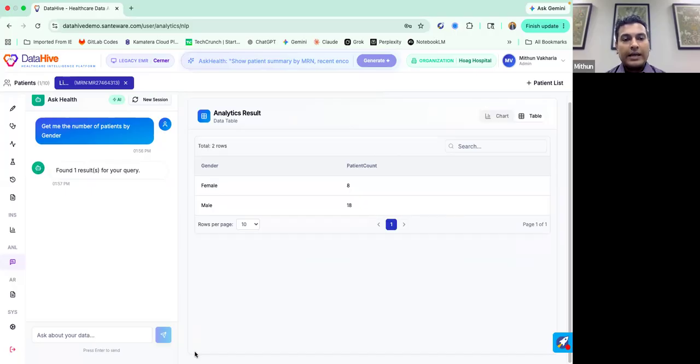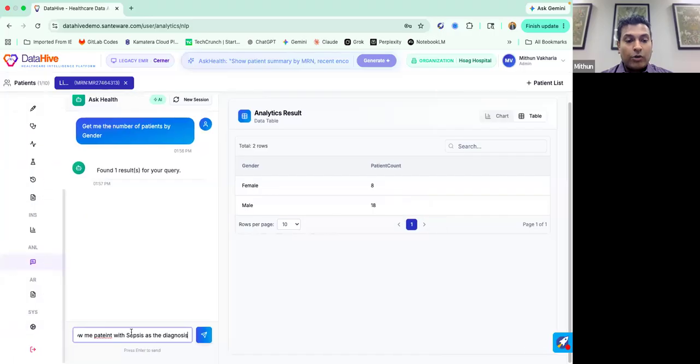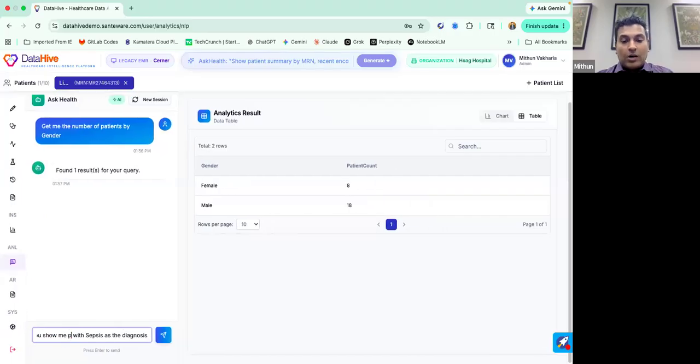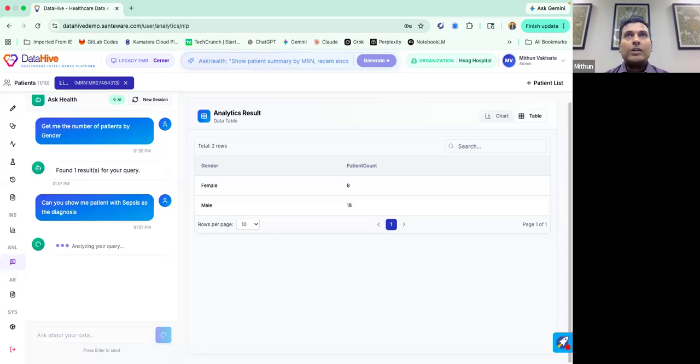Now, let's say I wanted to ask another question and say, can you show me a patient with sepsis as the diagnosis? Now, this is a very generic question where I want to know all the patients who have been diagnosed with sepsis. So typically it should list all the patients, but what I'm looking for is Limewood, because that's the example that we're going to use today.